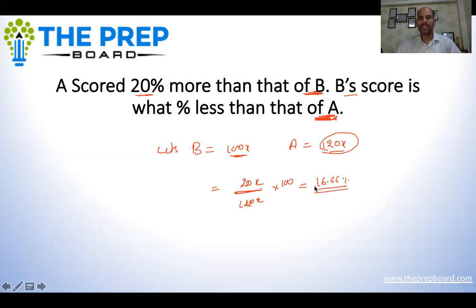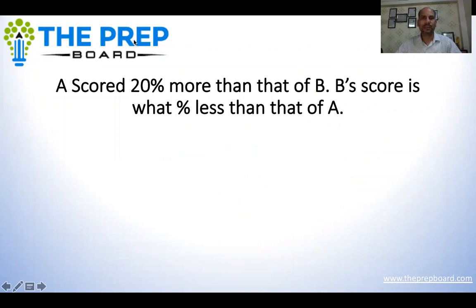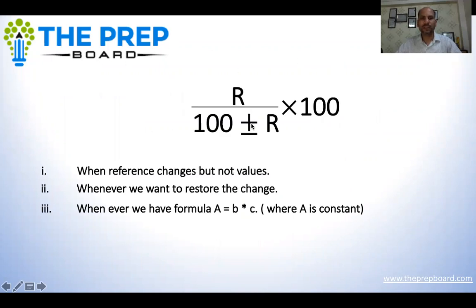Okay. Or you can say 100 by 6%. So for this type of question, we also have a second method. This is type 2 questions. So here we have a common formula, and we'll also see how to use this. The formula is R upon 100 plus minus R, multiplied by 100. This formula we use in 3 different conditions.